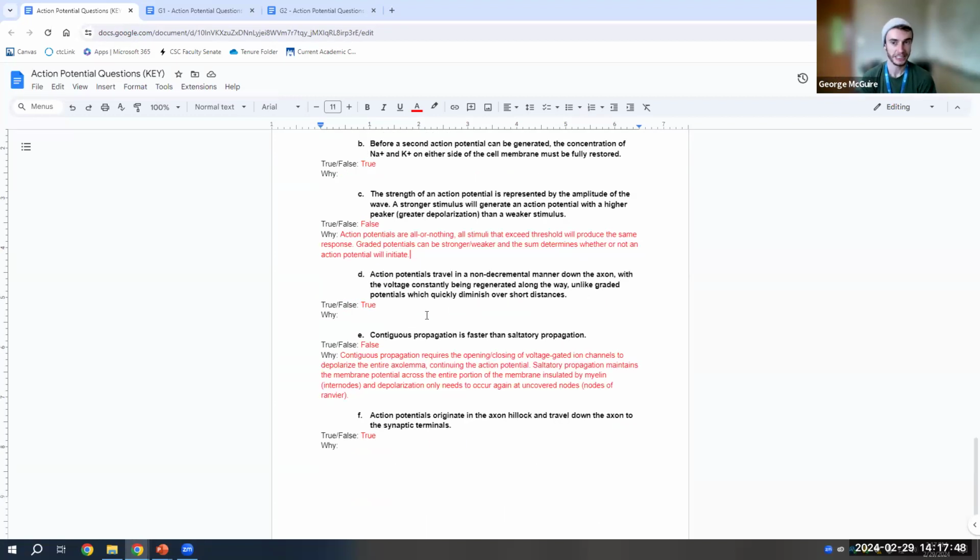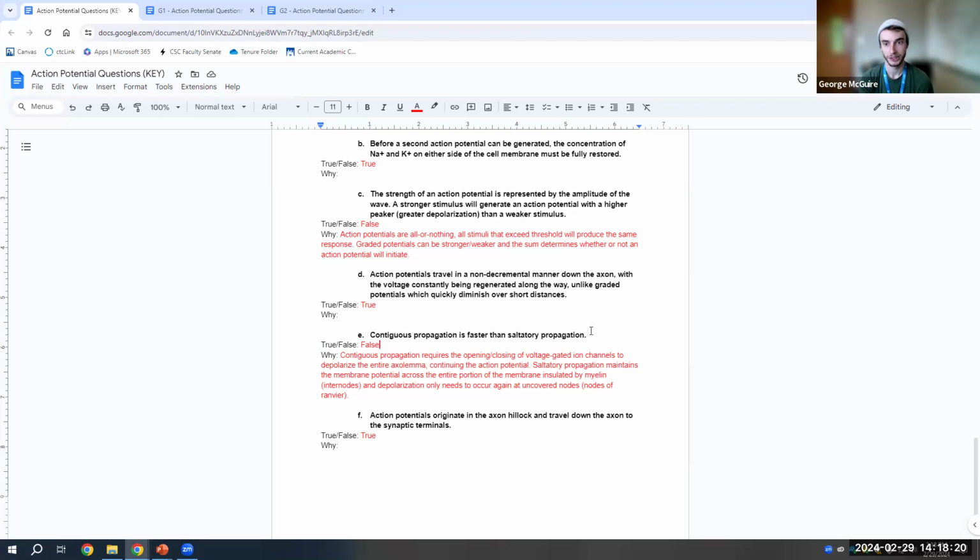D says that action potentials travel in a non-decremental manner down the axon, with the voltage constantly being regenerated along the way, unlike graded potentials, which quickly diminish over a short distance. Again, that goes back to that all or nothing thing. If an action potential is started, it is going to do that and have the same change in charge along the entire axon, having that same effect. Graded potentials, however, do quickly diminish over short distances.